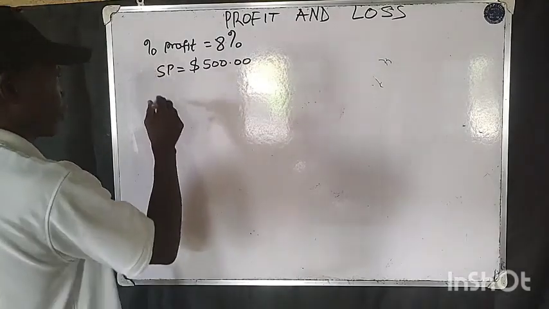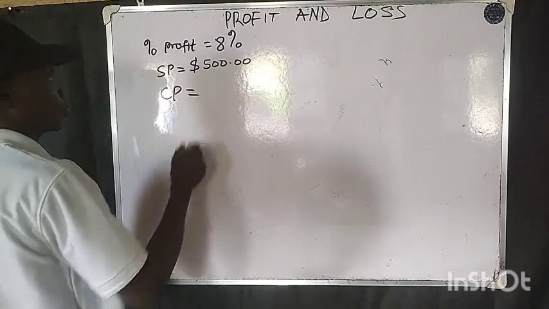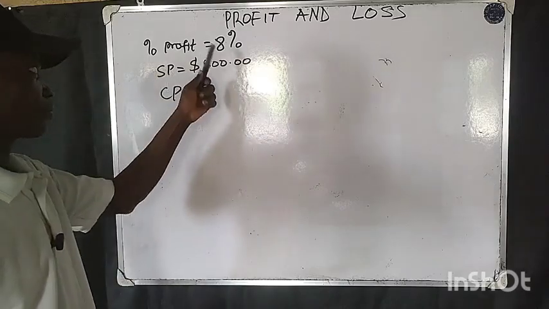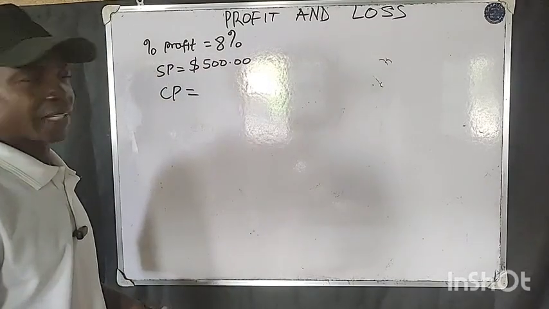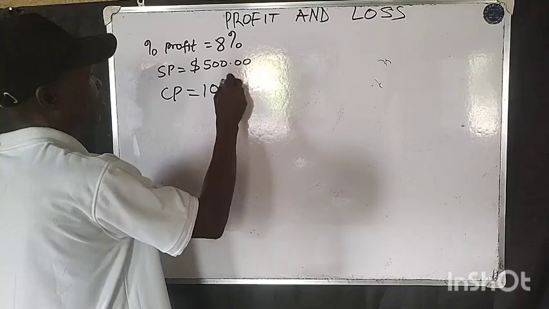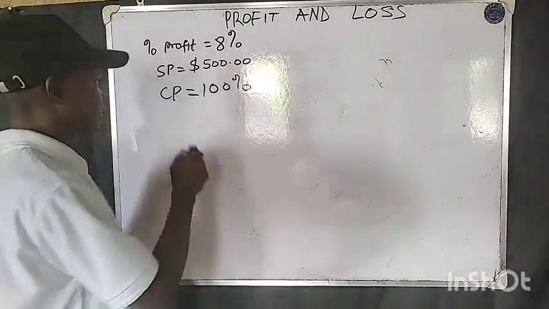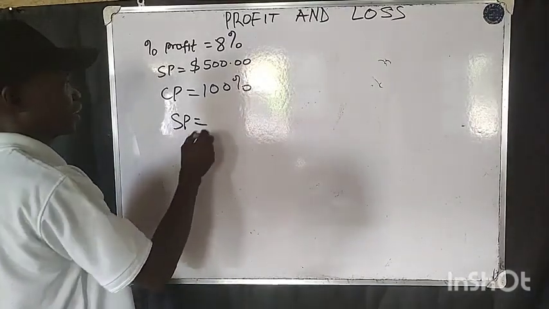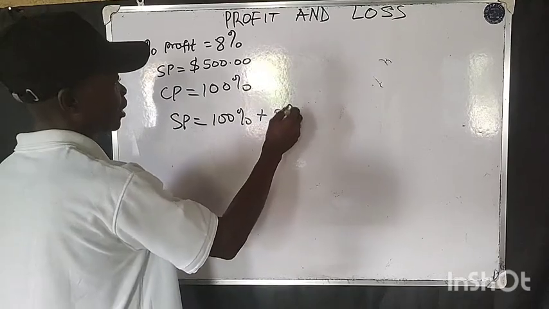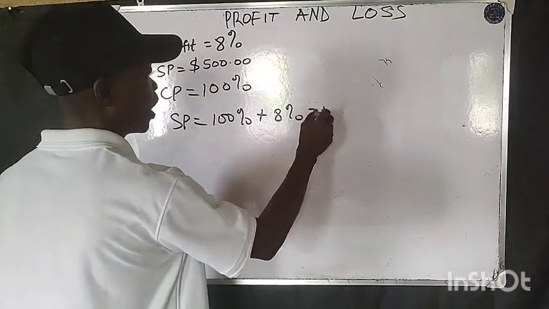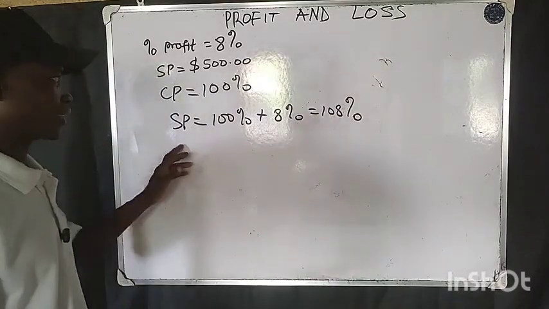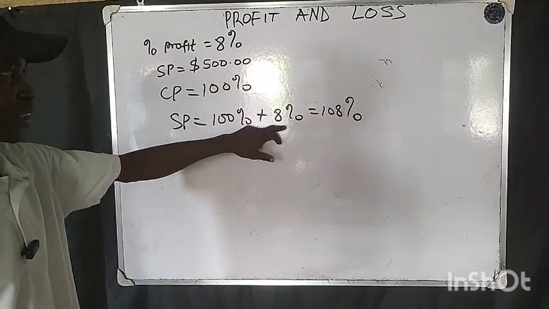Before we go into that, let's find the cost price, right? So this one is sold at a profit of 8%. So I told you cost price is always 100%, right? Selling price this time around is going to be 100% plus 8%, and that will give us 108% because it made a profit.